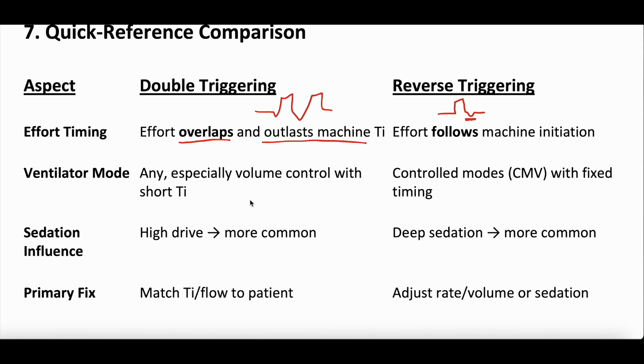Ventilator mode: you can see double triggering in volume control, especially with short inspiratory times, whereas reverse triggering is more in controlled modes, which you don't use too often anyway. Sedation: high drive usually triggers double triggering. Deep sedation, on the other hand, triggers reverse triggering. The primary fix for double triggering is to match the inspiratory time and flow rate to the patient; for reverse triggering, adjust rate and volume or sedation. So hopefully that's a nice quick reference reminder.